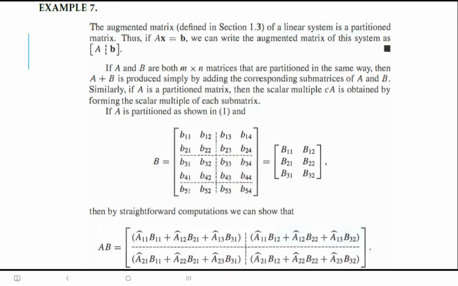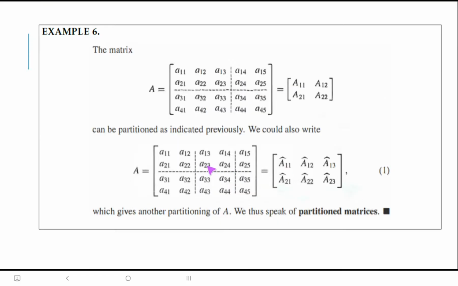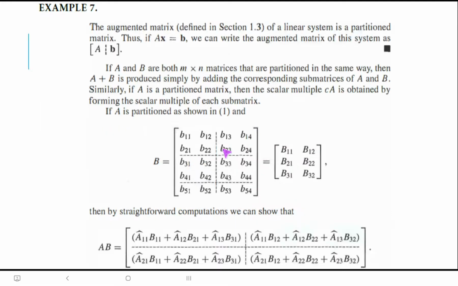Okay, pwede pala tayong, para hindi na natin, kasi sobrang laki, diba? Imagine mo kung i-multiply mo itong 4 by 5 sa 5 by 4. So, sobrang laki ng computation. So, instead of dealing with the entirety of those two matrices, pwedeng mag-perform na lang kayo ng small multiplications in the form of partitioned matrices. Okay?